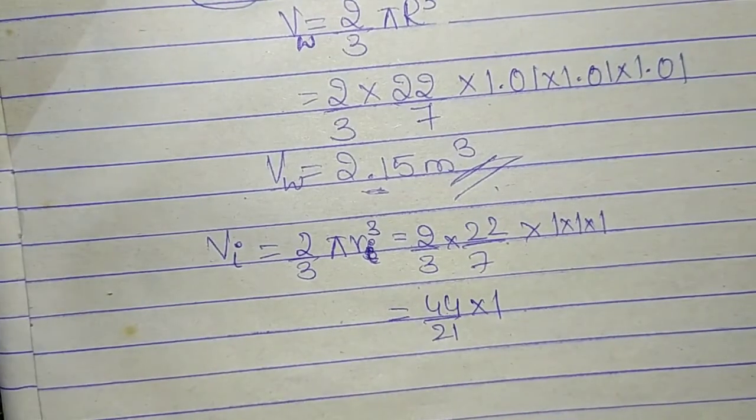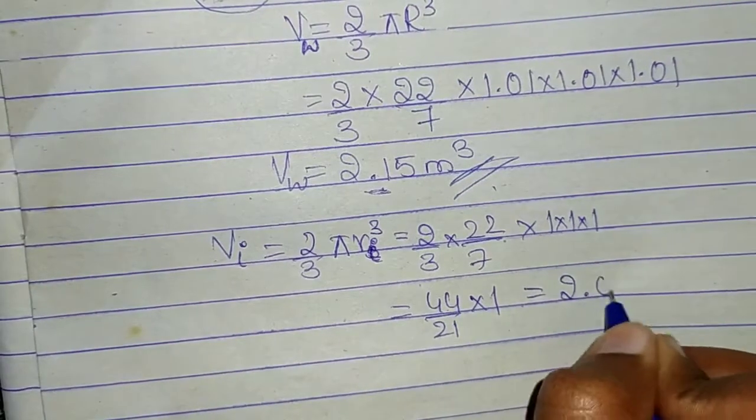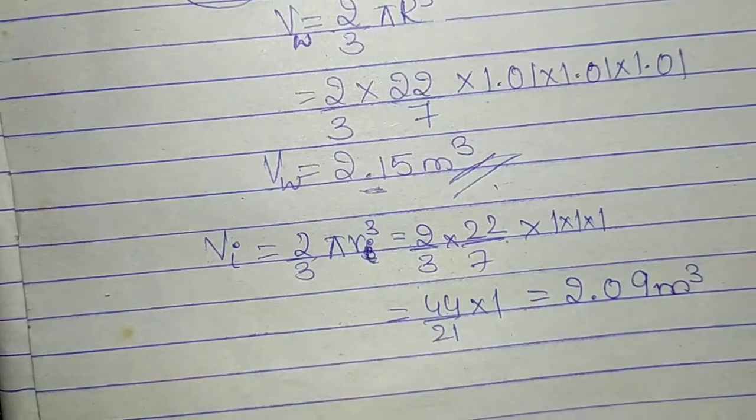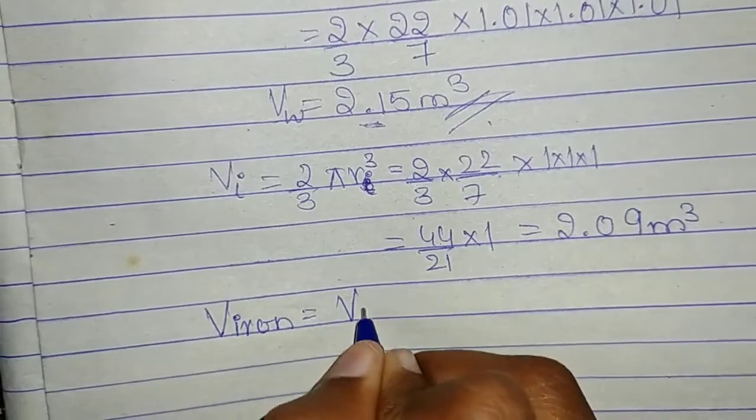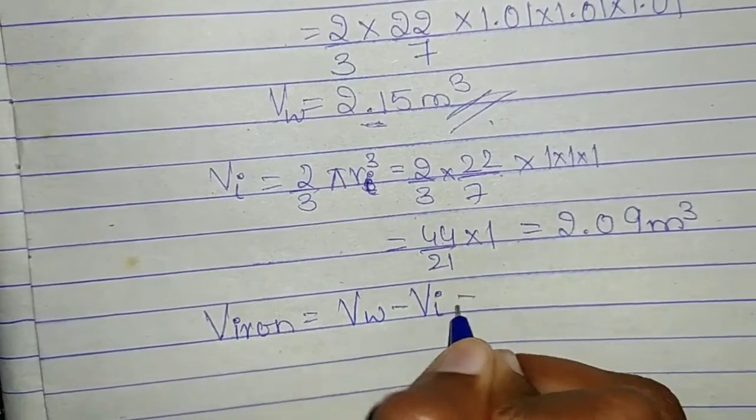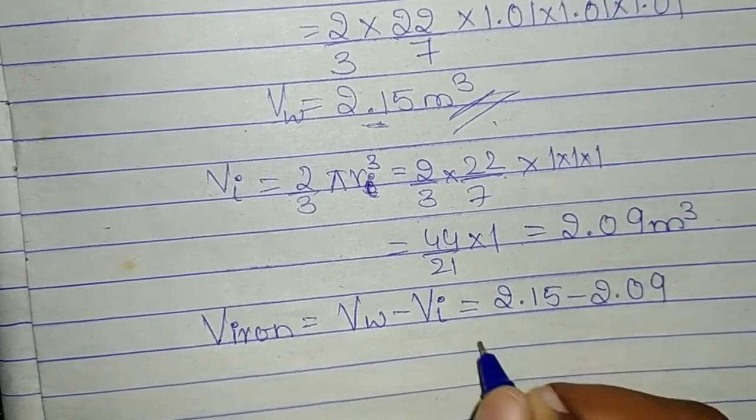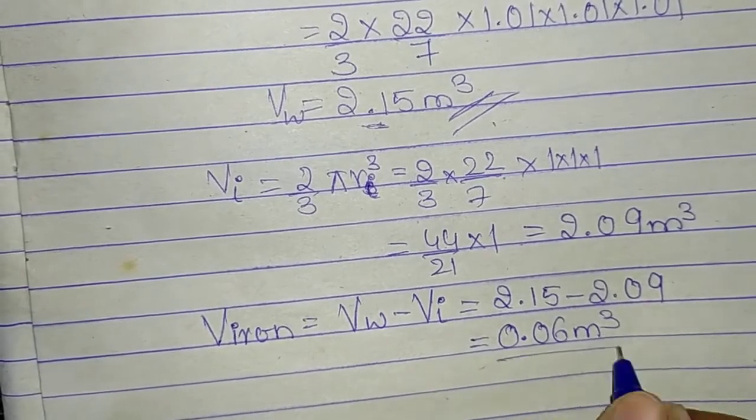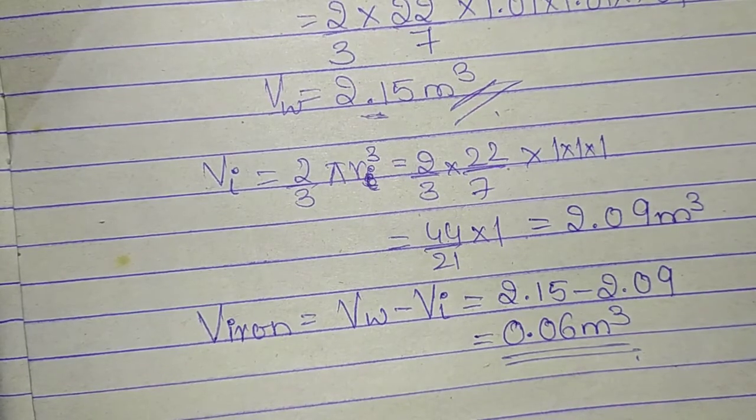So 44 by 21 is equal to 2.09 meter cube. So now we got the inside volume and the whole volume. So volume of iron, V iron, is equal to volume whole minus volume inside, which is equal to 2.15 minus 2.09. So this will be equal to 0.06 meter cube. This is the volume of the iron sheet used to build the tank.